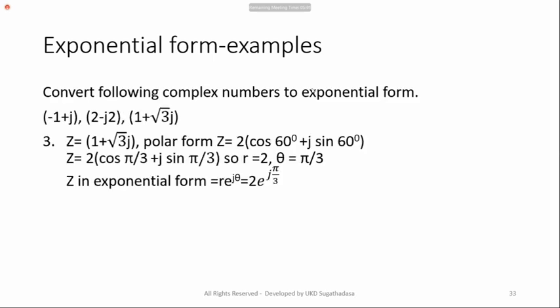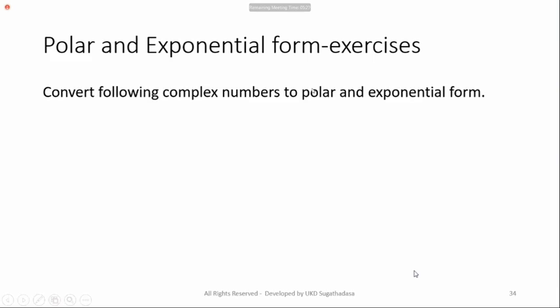The final one. A simple one, no? 1 plus square root of 3 j, first quadrant point. 2 (cos 60 + j sin 60). That is 2 and pi by 3. So therefore, Cartesian, polar, exponential form: 2 e^(j pi by 3). Some exercise.